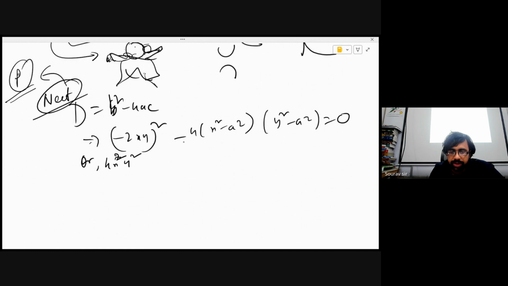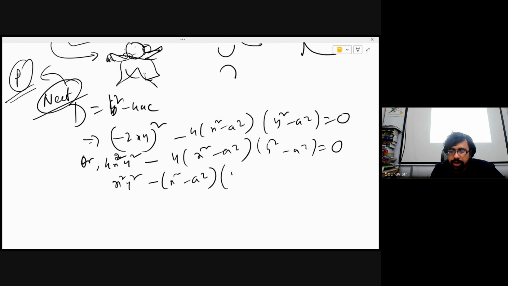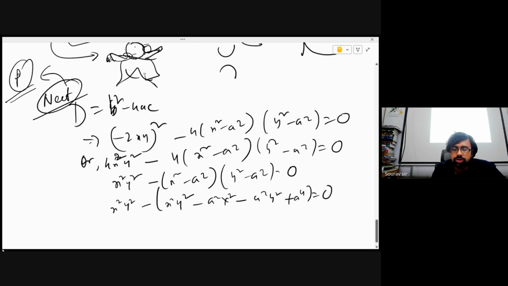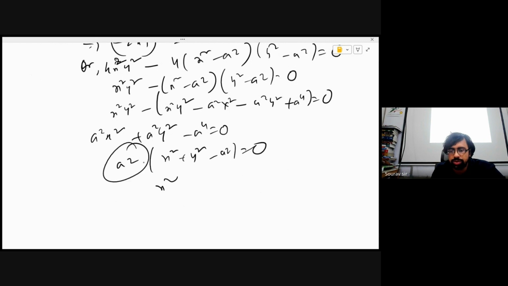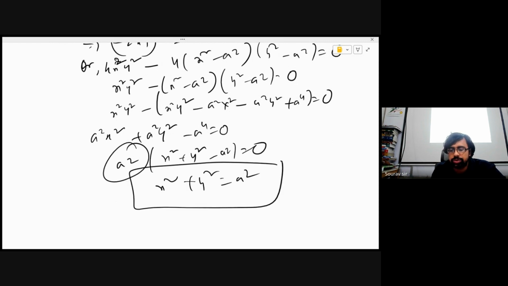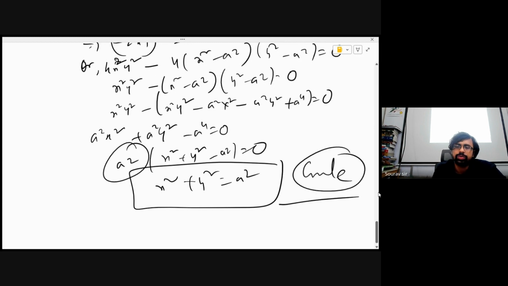All the mathematics is not finished yet. 4x square y square is like this. In the end, a circle will come. Okay, x square minus a square, y square minus a square equal to 0. Fine. So we take 4 common. x square y square minus, because until we go to the end this question will not be solved by you. Then x square y square minus x square y square minus a square x square minus a square y square plus a to the power 4 equal to 0. Fine. So a square x square plus a square y square minus a to the power 4 equal to 0. So you take a square common: x square plus y square minus a square equal to 0. So this gives you this not equal to 0. So x square plus y square equal to a square. So this is a circle. So here the envelope is a circle.